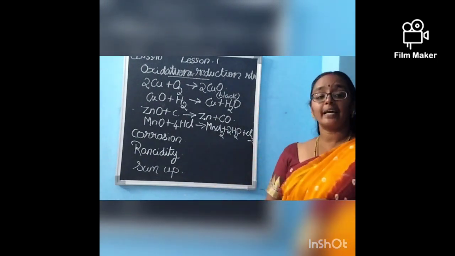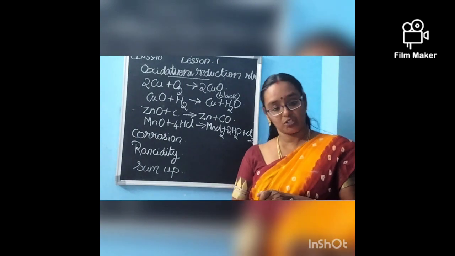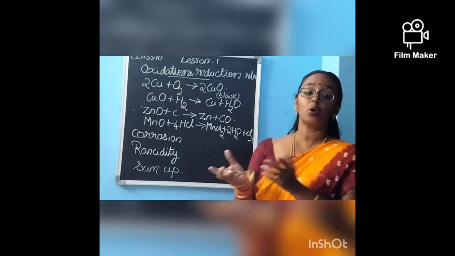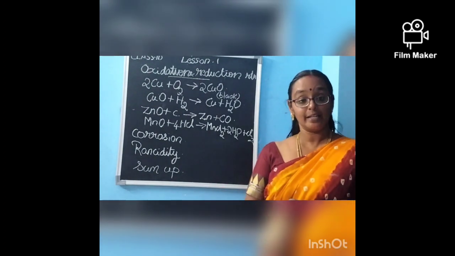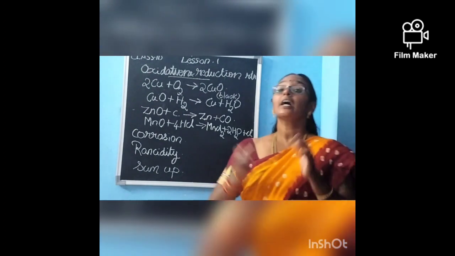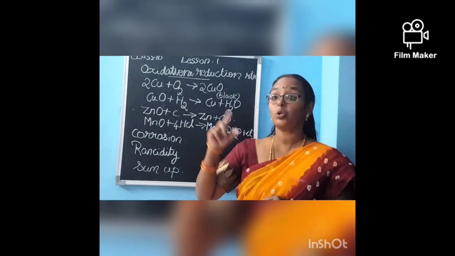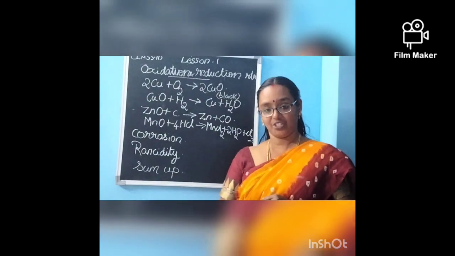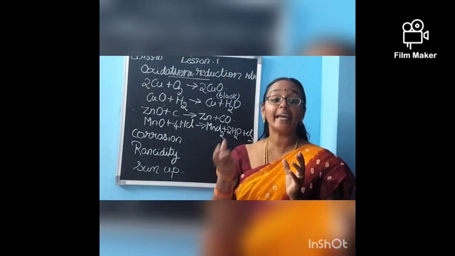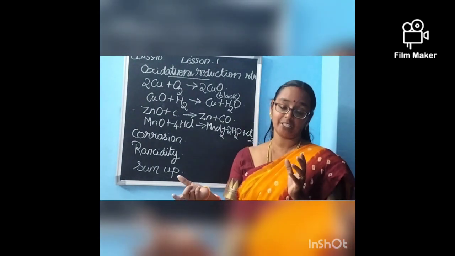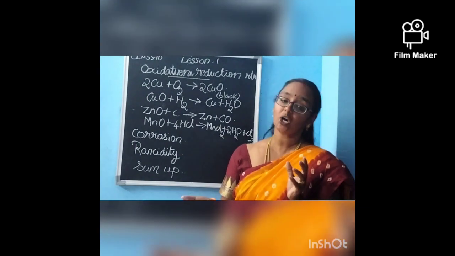Now we can say, in other words, if a substance gains oxygen, it is oxidation, and a substance which loses oxygen is reduction. Is it clear now? In other words, the substance which gains hydrogen is reduction and the substance which loses hydrogen is oxidation. Did you get it now? The substance which gains hydrogen is reduction and the substance which loses hydrogen is oxidation.